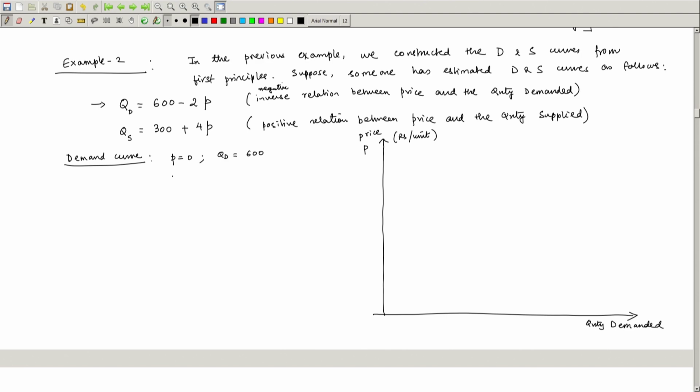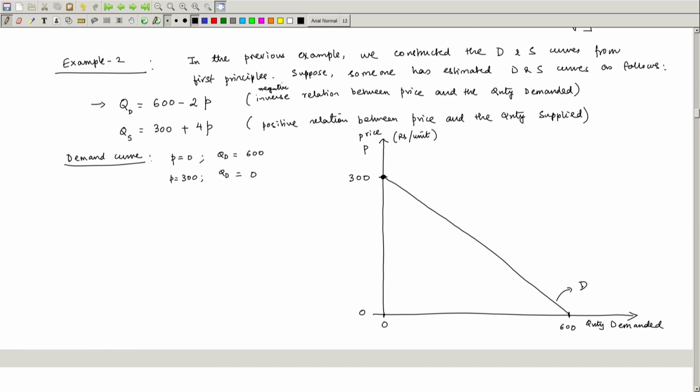Alternatively, I can ask at what price the quantity demanded is 0, right. So, essentially I have 0 equals 600 minus 2P. If you do the arithmetic, you will see that the price is 300 rupees per unit, right. So, I know that at a price of 300 rupees per unit, the quantity demanded is 0. So, I have 1 point on the demand curve, and at a price P equal to 0, the quantity demanded is 600 units, right. If I join these 2 points, I get my demand curve. This is my demand curve, right.